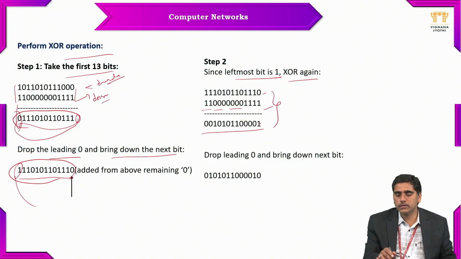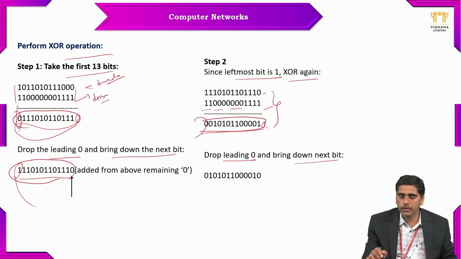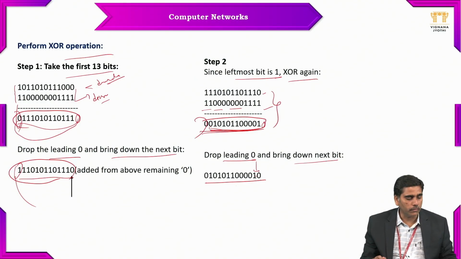Wherever you see a 0, it occurs when 1 and 1, or 0 and 0, are there. Wherever a 1 occurs, it is when 1 and 0, or 0 and 1, are there. So this is the output from this step 2. And here, drop the leading 0 and bring down the next bit; the 0 will come here. So now the data will be 0 1 0 1 0 1 1 0 0 0 0 1 and 0. This is bringing down the 0 to the next level.